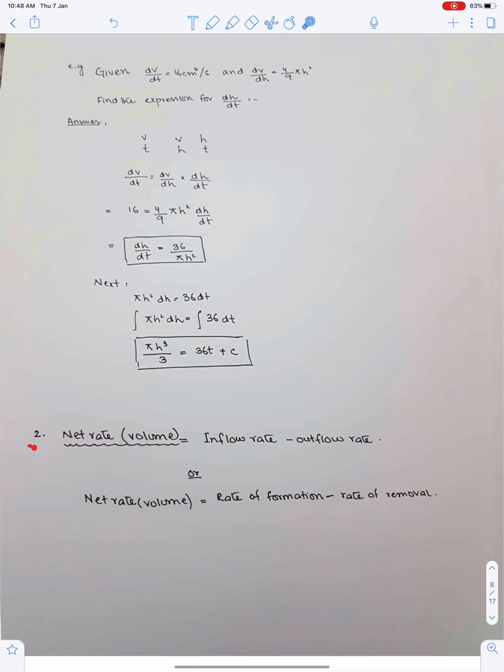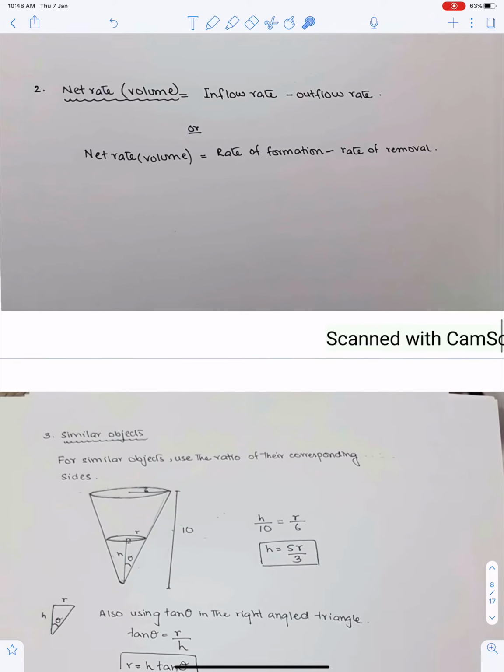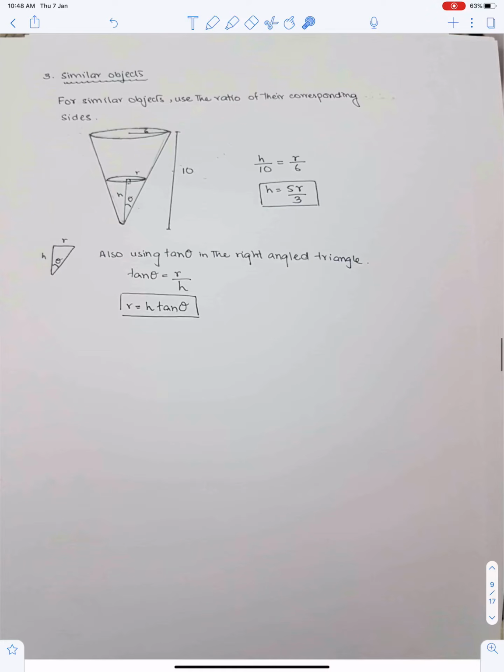The second point is net rate of volume, for example. It is the inflow rate minus outflow rate, or net rate can be written as rate of formation minus rate of removal. Similar objects. For similar objects, use the ratio of their corresponding sides. This will help you to prove the differential equation.